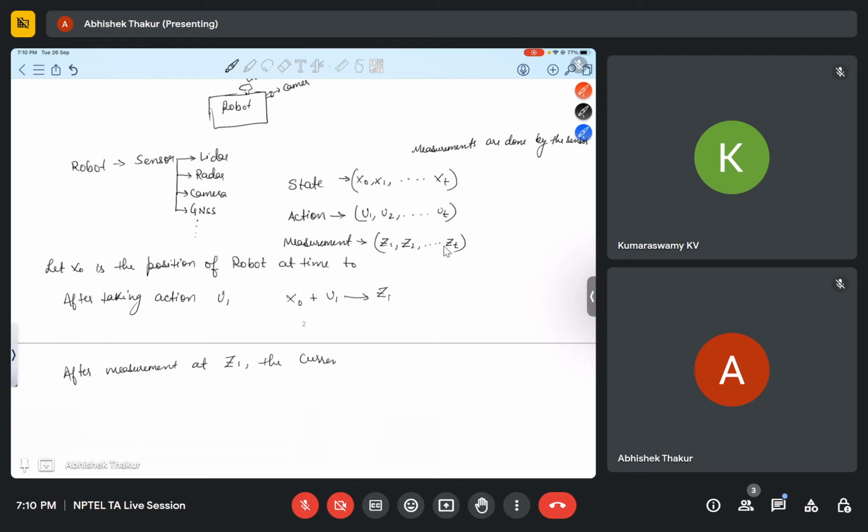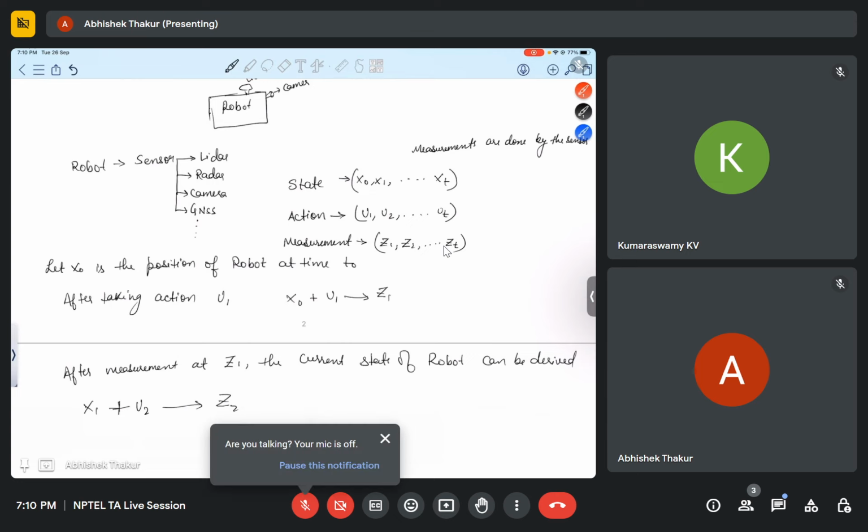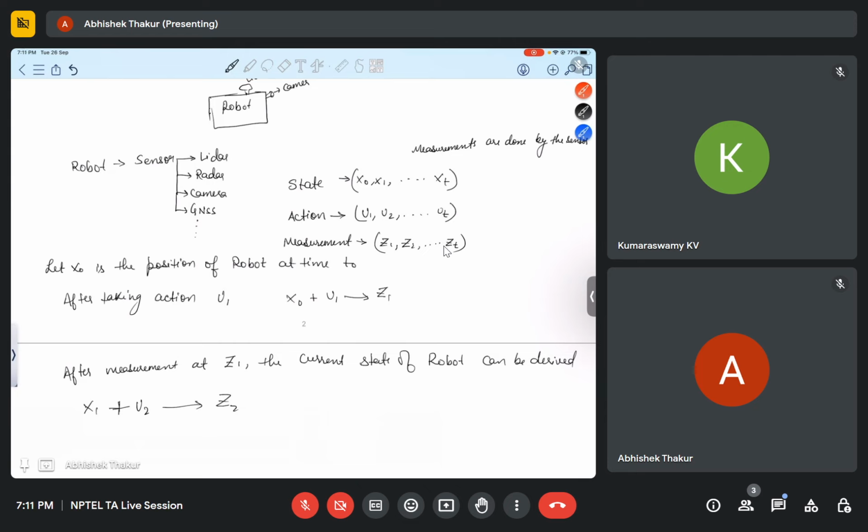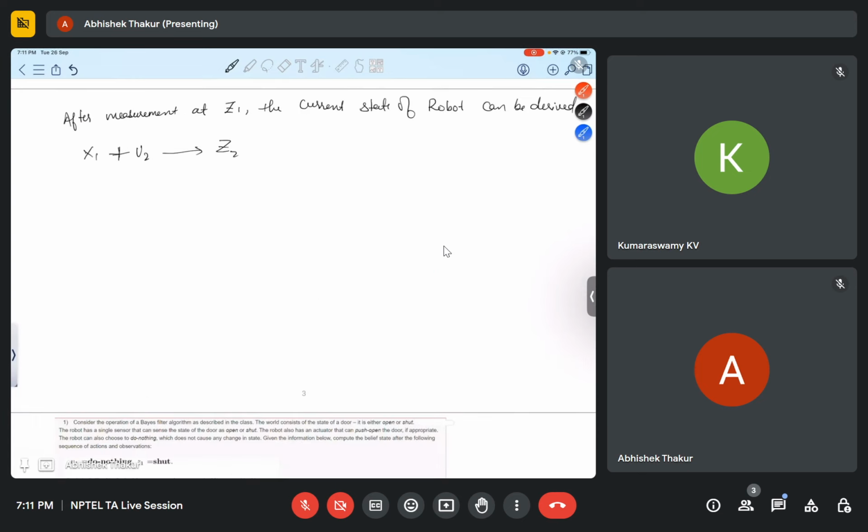After the measurement, the current state of the robot can be derived. Now again, if we take the action u2, then again the measurement done is z2. So this is a continuous process which the robot follows to get the current state, followed by the action to measure the environment at the given time instant. So we can solve some of the questions. But before solving, we'll see some of the concepts, the formulas that will be used in solving the questions.